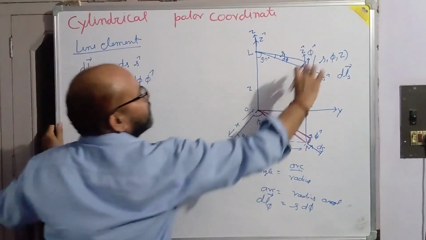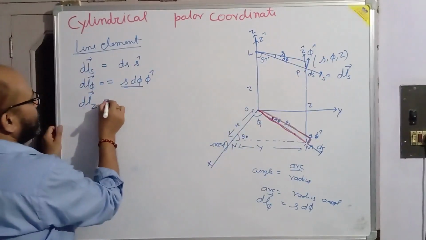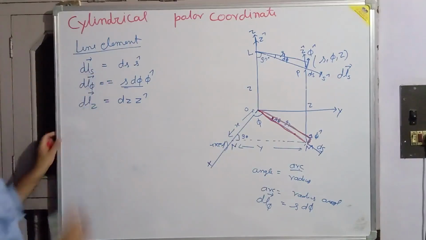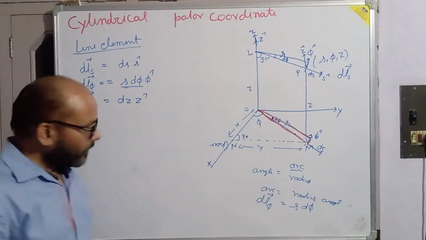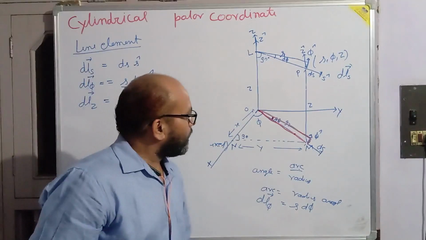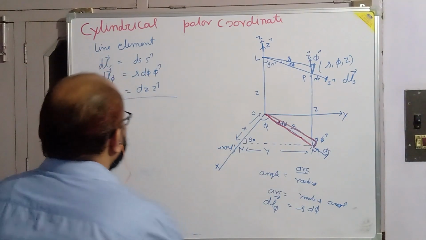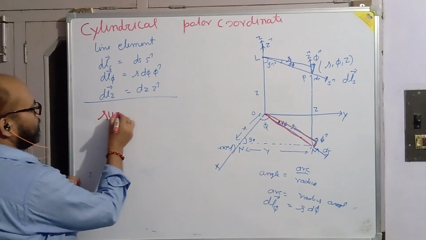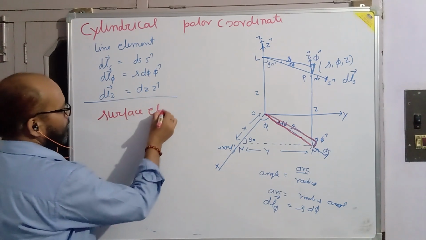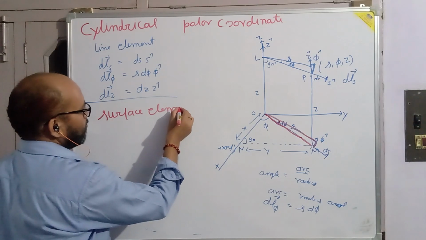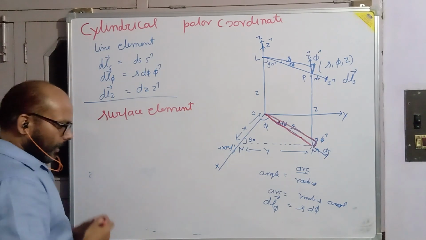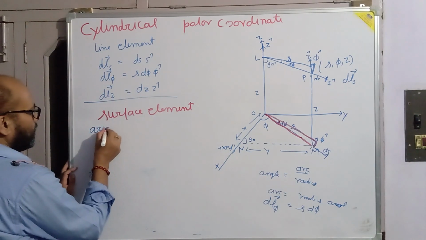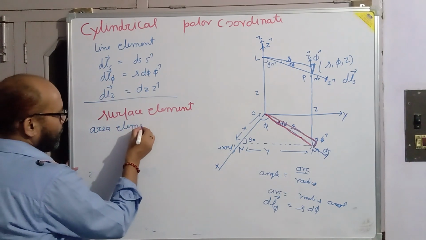Okay, so this is the dz. So dz and z cap, right? Line element, right? Okay. Again, that is the surface element. Surface element or area element.